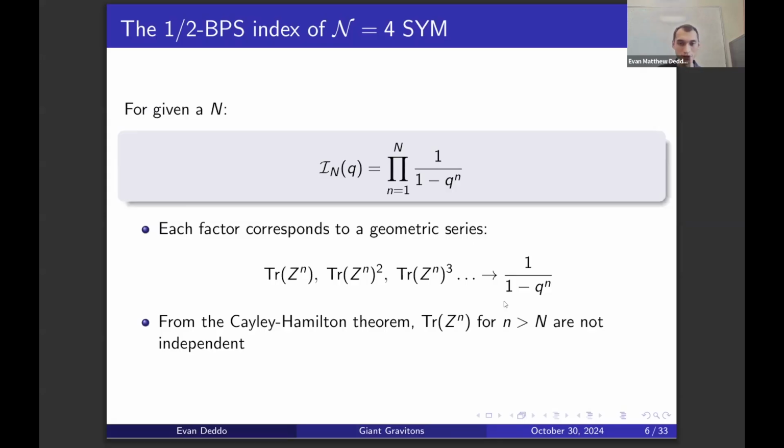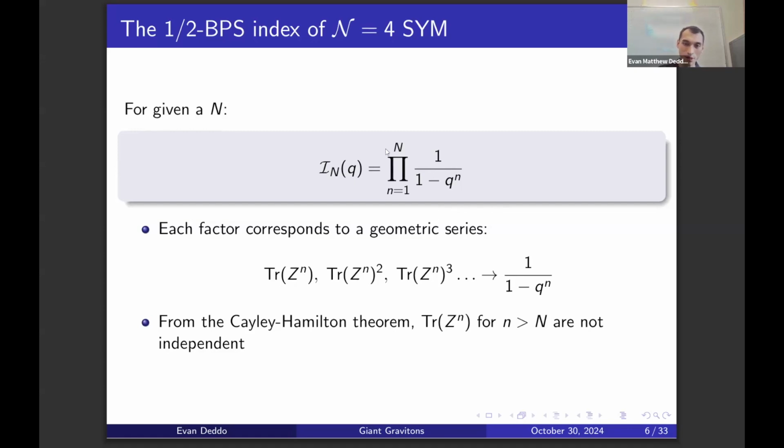So we can use combinatorics to compute what the index is. The expression looks like this, where I've just replaced Q3 with Q. We can understand this because each term in this product is a geometric series corresponding to all the powers of the trace of Z to the n for some particular n inside the parentheses. These occur in increasing powers, so they can resum into some generating function that's a geometric series.